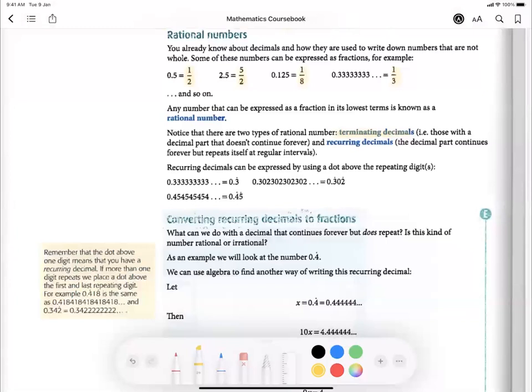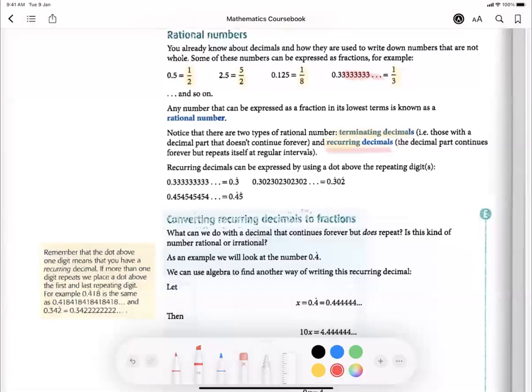But for some, they recur. Recur means that it continuously repeats itself. As you can see here, this 3 repeats itself, and they put the dots, which means it will never end, ever. So sometimes we need to find out from the recurring decimal, how do I change it back to a fraction?